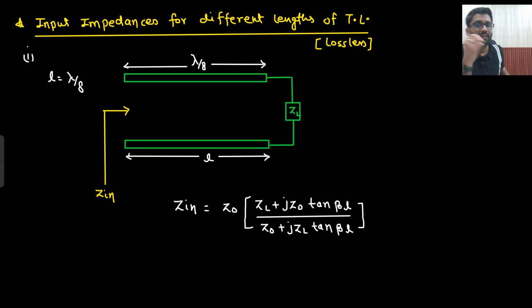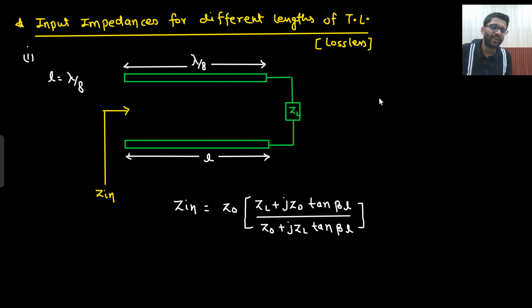Now let's see the input impedance for different lengths. This is my some ZL load. It could be anything. Then what will be your Z in? It could be resistive, capacitive, complex, inductive, it could be anything. But now my length is lambda by 8. The length of my transmission line is lambda by 8. So what will be my input impedance now?